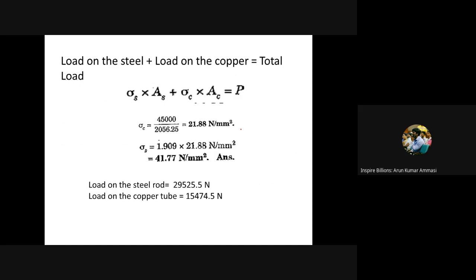The load on the steel rod causes a stress on the steel rod, which will not be similar to the stress experienced by the copper, because steel has a different set of properties: it has a different modulus of elasticity, and copper has a different modulus of elasticity. But by combining the relationship between stresses of any material, we can relate the stresses acting on the steel rod and the stresses acting on the copper tube.